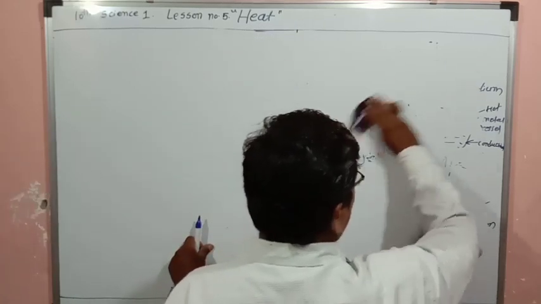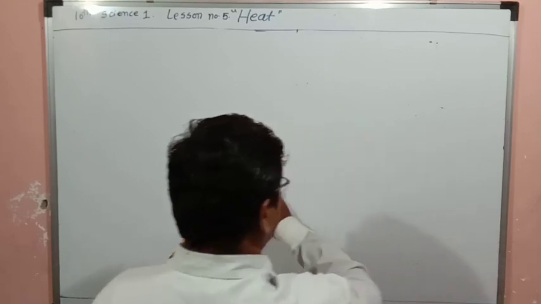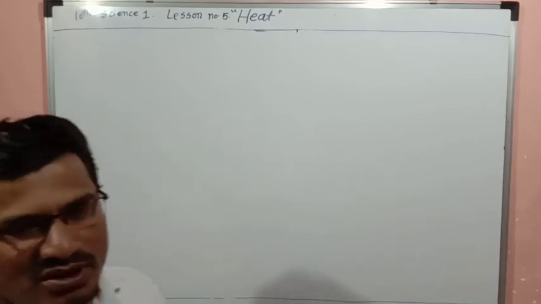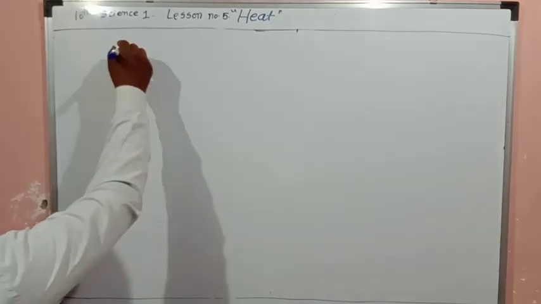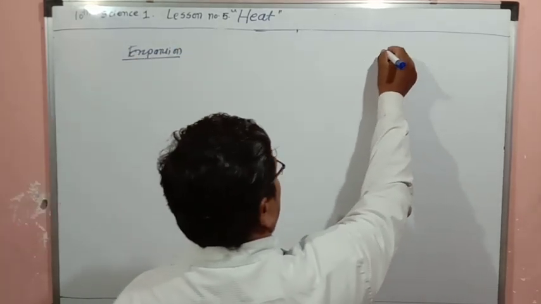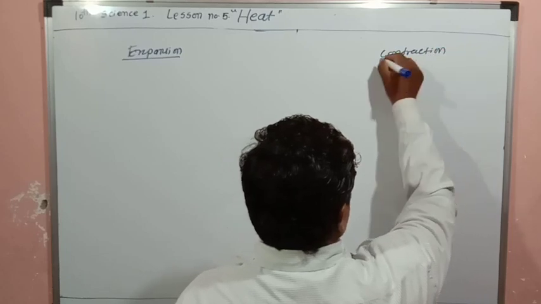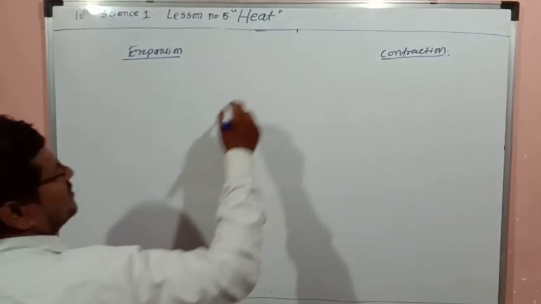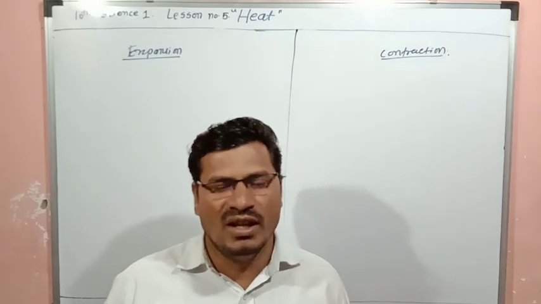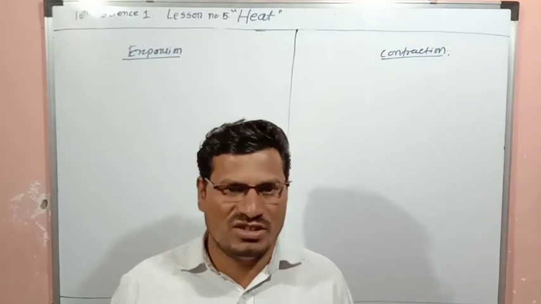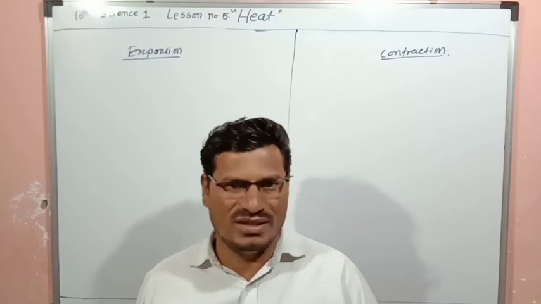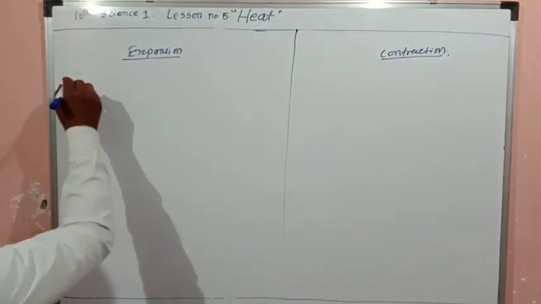When you are heating any substance, expansion takes place. So what do you mean by expansion? And when you are cooling any substance, contraction takes place. So there are two terms: expansion and contraction. In the case of expansion, if you are heating any substance, then the size of that object increases: its length increases, area increases, or volume increases.